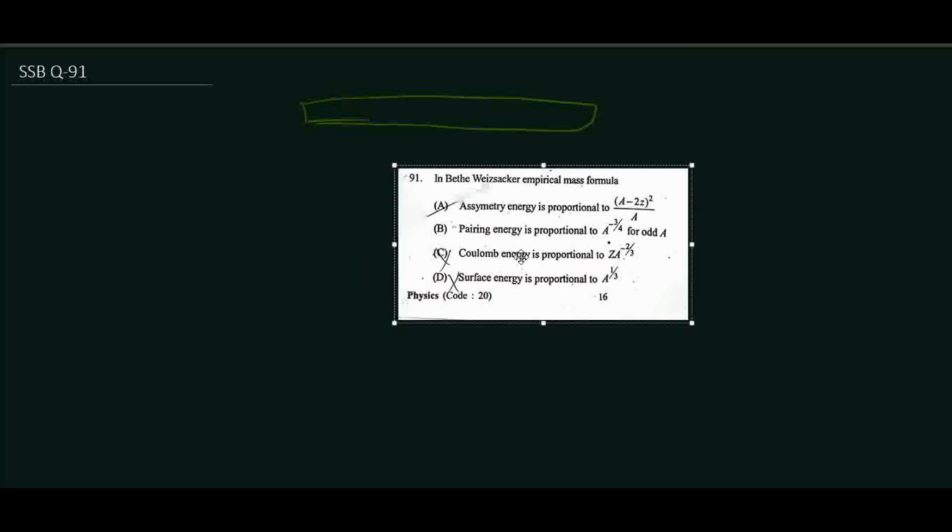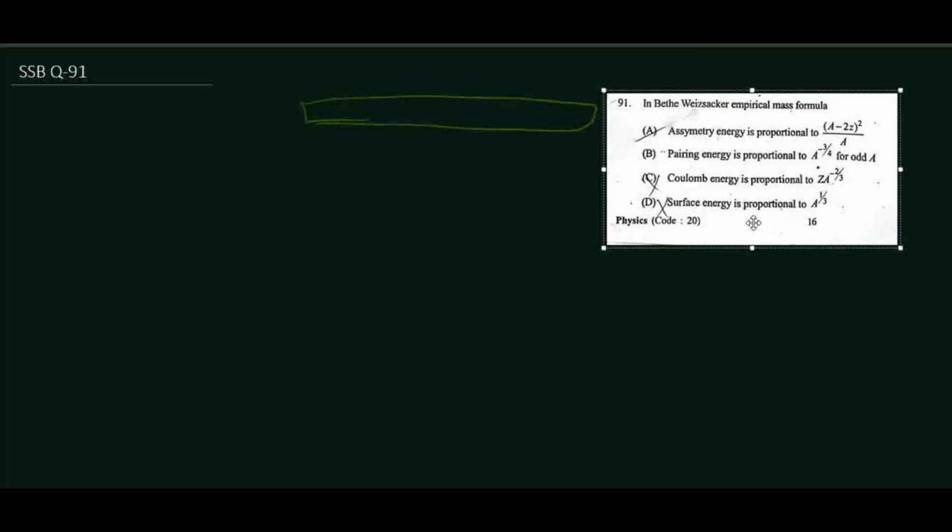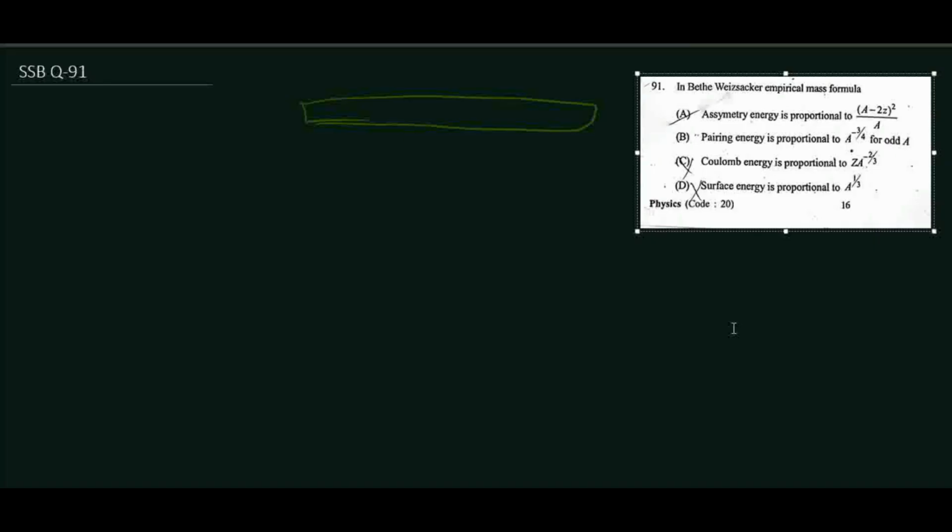There are five terms involved in the Bethe-Weizsäcker empirical mass formula, that is the semi-empirical mass formula. The first one is for volume energy, the second one for the surface energy, the third one for the Coulomb energy, the fourth one for the asymmetric energy, and the last one is for the pairing energy. So let's write one by one.